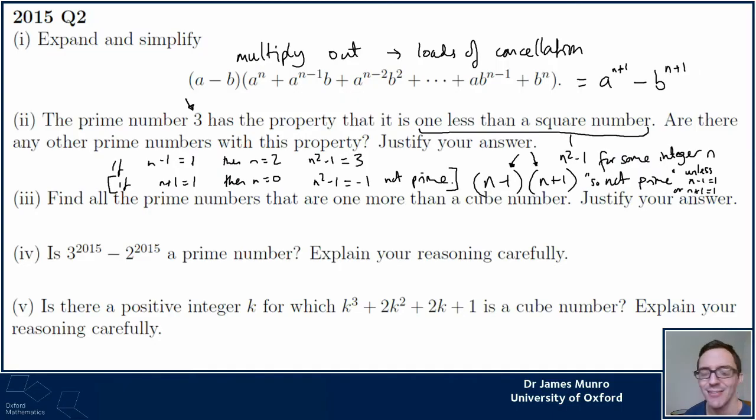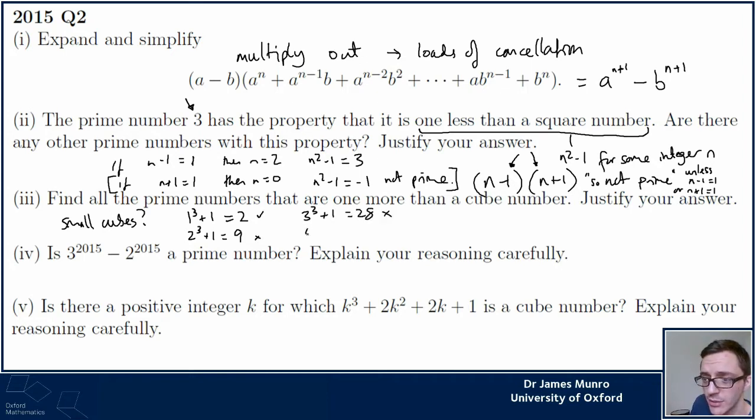I'm going to see if I can think of any. So I guess I'll think about some small cube numbers. Small cubes? I guess there's like 1 cubed plus 1. That's 2, which is prime. 2 cubed plus 1 is 9, which is not prime. 3 cubed plus 1 is 28, which is definitely not prime. 4 cubed plus 1 is 65, which is not prime.